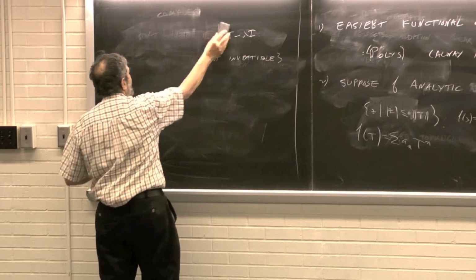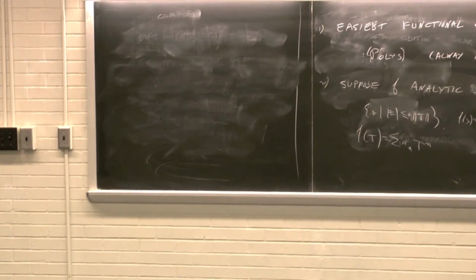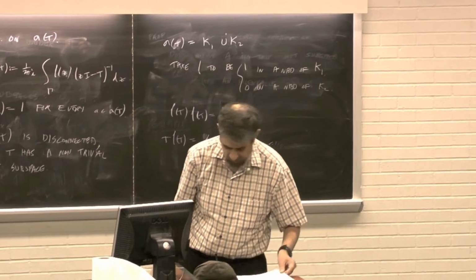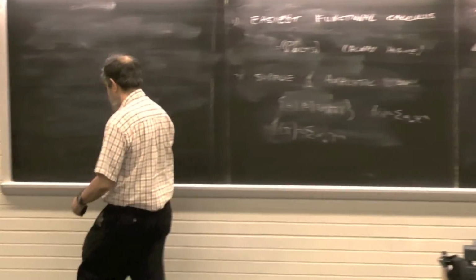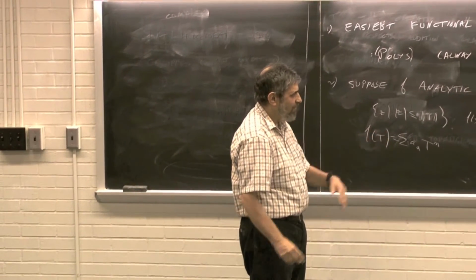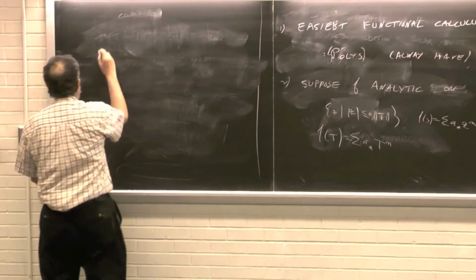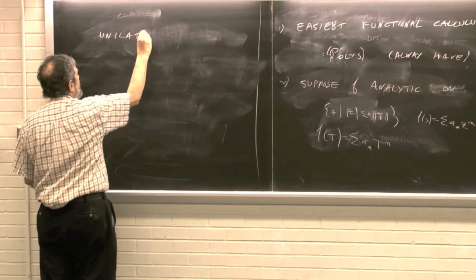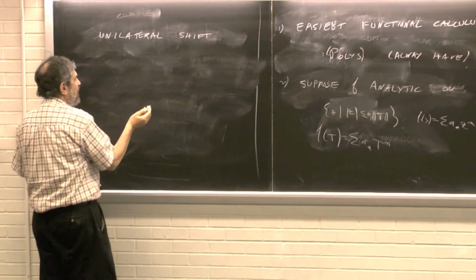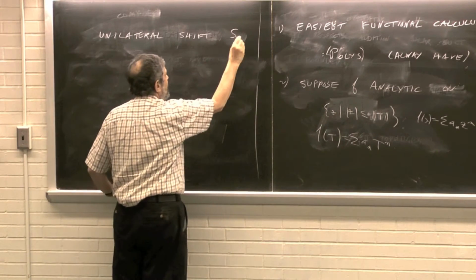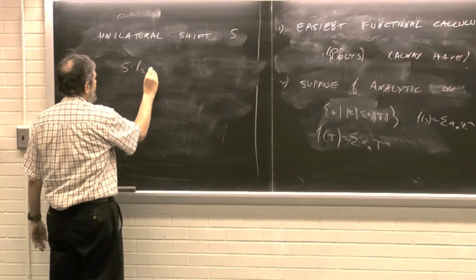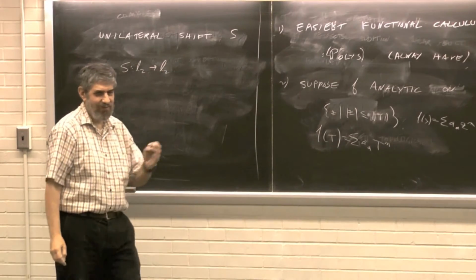It's due to Beurling. Let me give you another quintessential example of an infinite dimensional operator, the unilateral shift. We'll use S for it. At first I'm going to define it as a map from L2 to L2. I didn't tell you what L2 was, but you can't go back to day one.